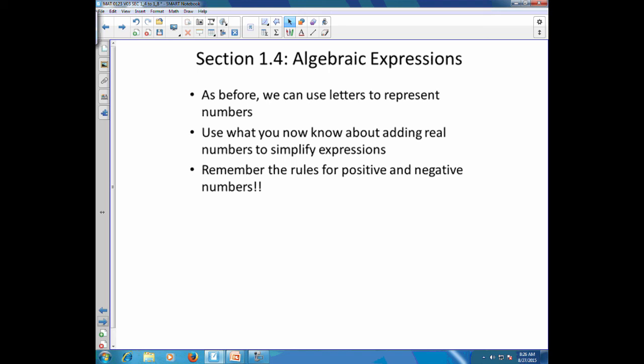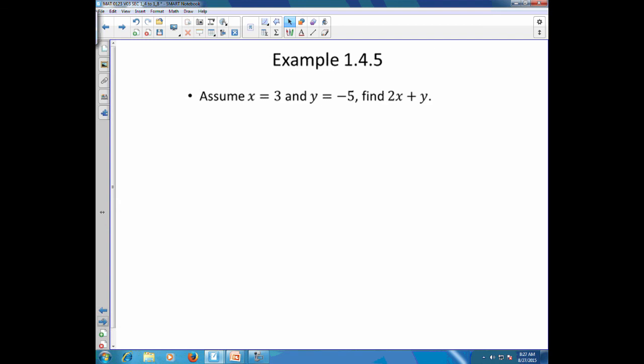So, as before, we can use letters to represent numbers. And we're going to use what we know about adding real numbers to simplify some expressions. And we're going to do this for the next few sections. Okay, so just remember the rules for adding positive and negative numbers. So now we're going to assume that x is equal to 3 and y is equal to negative 5. And we want to find 2x plus y.